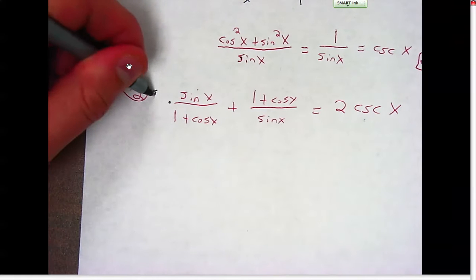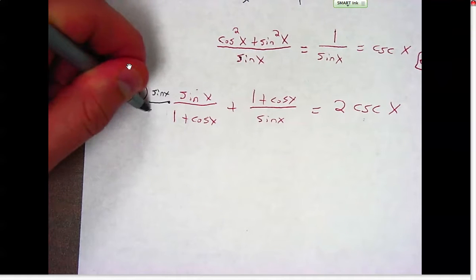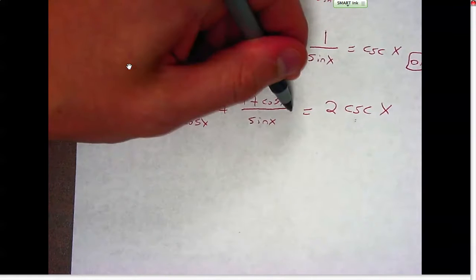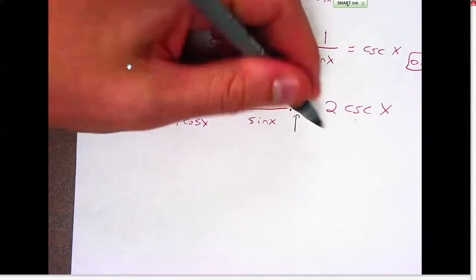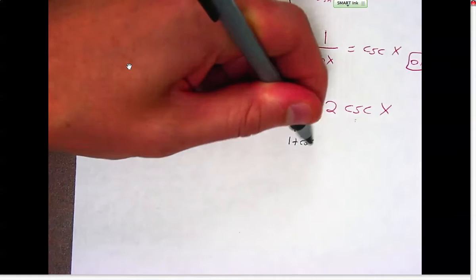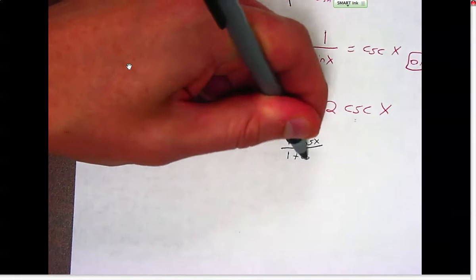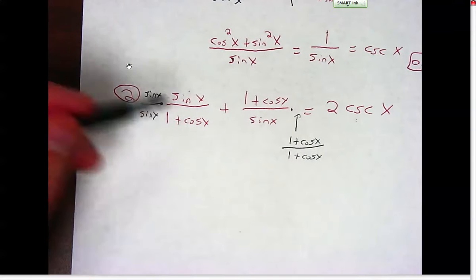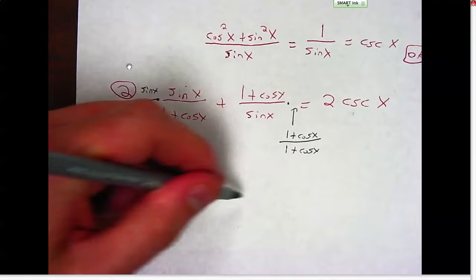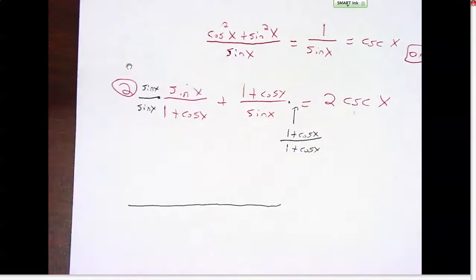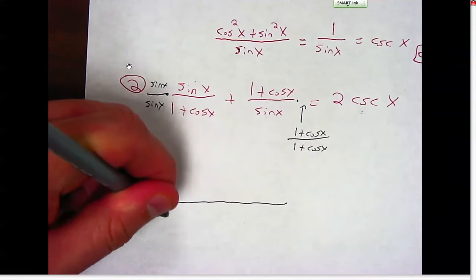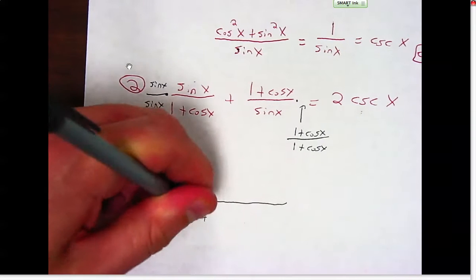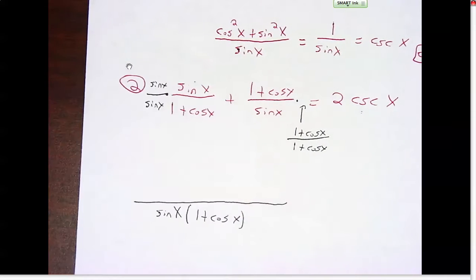This one I'm just going to multiply by the other denominator, so sine of x over sine of x. And this one, I'm going to sneak it in here, I'm going to multiply by 1 plus cosine of x over 1 plus cosine of x, right? So I'm basically just multiplying by the denominator from the other fraction. And so my new fraction is going to have this product of the denominators. So sine of x times 1 plus cosine of x.